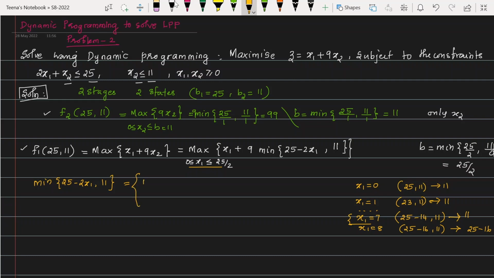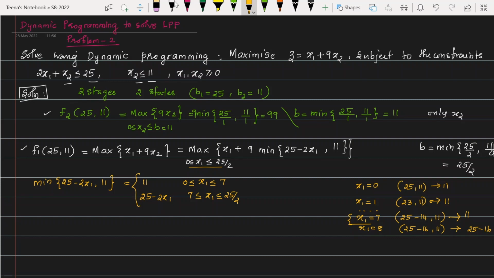So the minimum value is equal to 11 for 0 less than or equal to x1 less than or equal to 7, and it is equal to 25 minus 2x1 for 7 less than or equal to x1 less than or equal to 25 by 2. Okay, so we can write the minimum in this way.